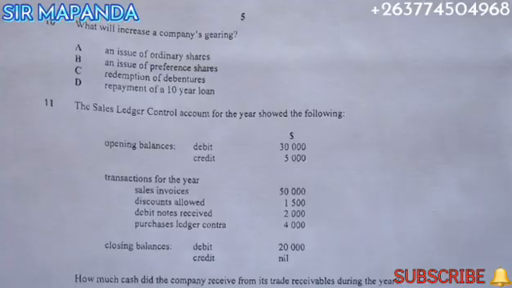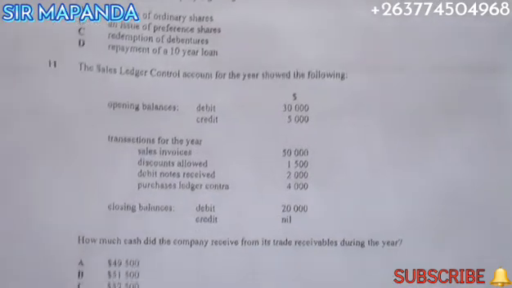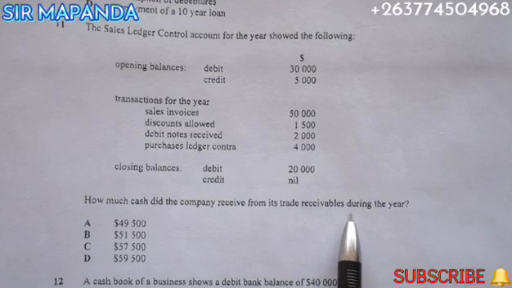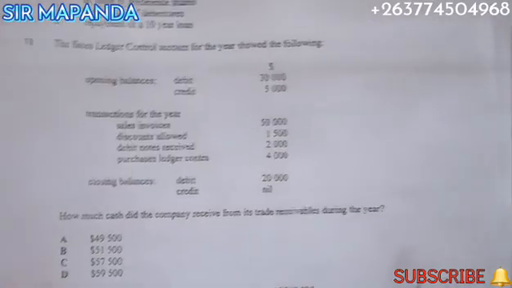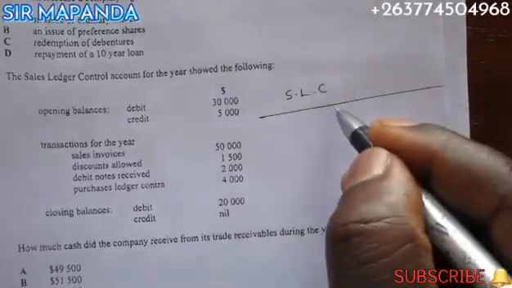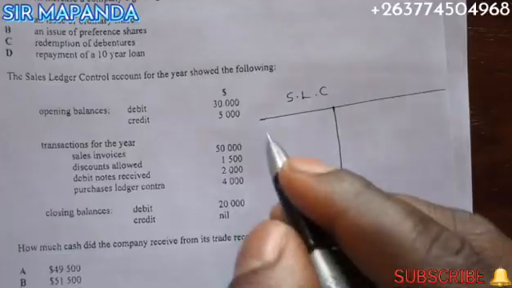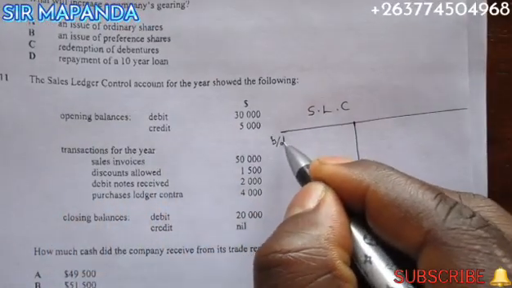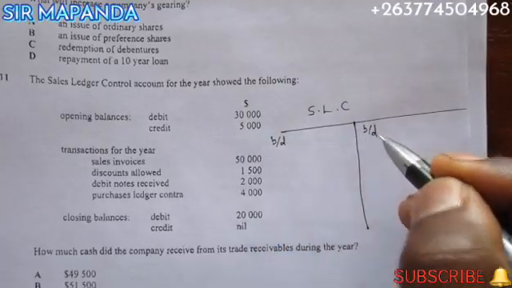We are now moving on to question number 11. It reads, the sales ledger control account for the year ended shows the following. Then we are given the list of balances there. The question reads, how much cash did the company receive from its trade receivables during the year? So for this one, you prepare a sales ledger control account, right? Then start by posting the opening balances. So you have a BD on the debit and a BD on the credit.